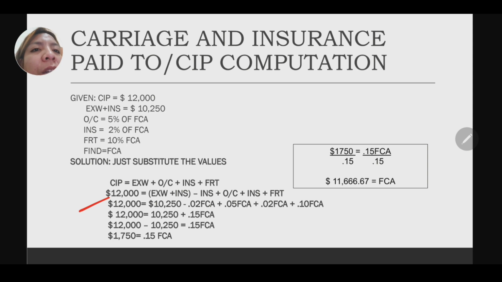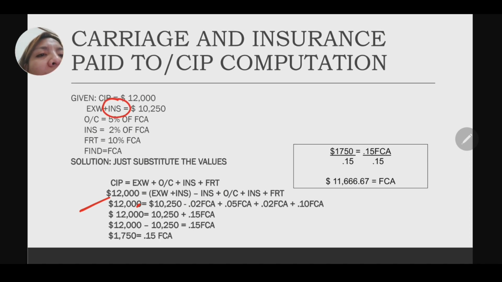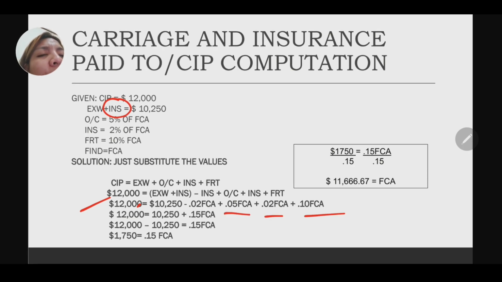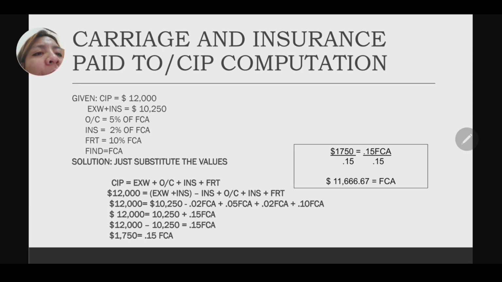So $12,000 is your CIP, and then the ex-works plus insurance is 10,250 minus 0.02 FCA because we need to subtract the insurance, and then we need to add the insurance as well, which is 0.02 FCA, and then your other charges, which is 0.05 FCA, and then your freight, which is 10% FCA or 0.10 FCA. In this kind of problem, we just need to add the similar terms. When you add all of those similar terms, you'll get 0.15 FCA.